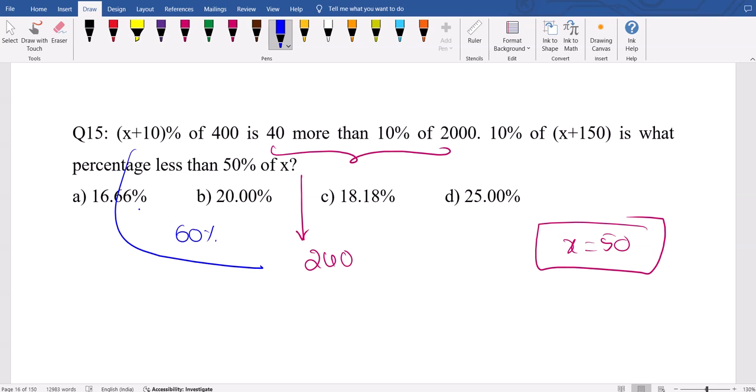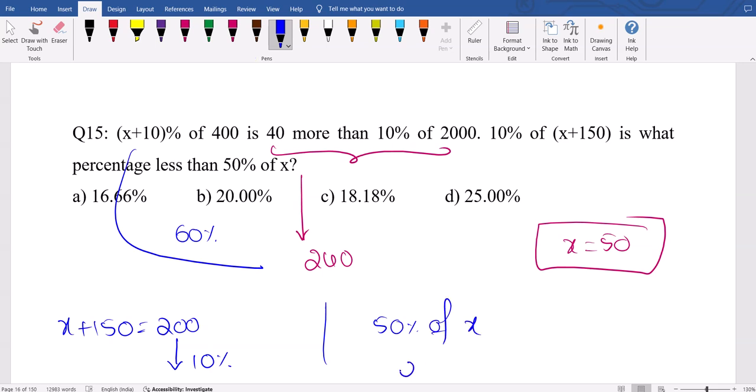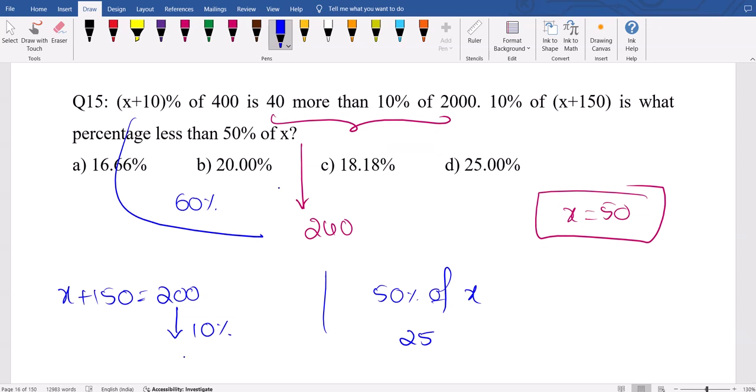Now the question: 10% of X plus 150. X plus 150 is 200. 10% is nothing but 20. Then 50% of X. 50% of X is nothing but equal to 25. 50% means half, right? So 20 is less than 25. 20 is definitely less than 25.